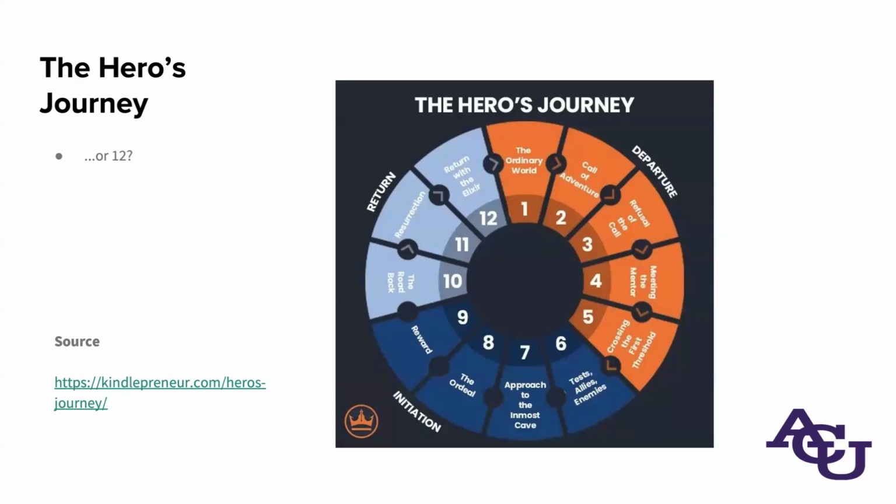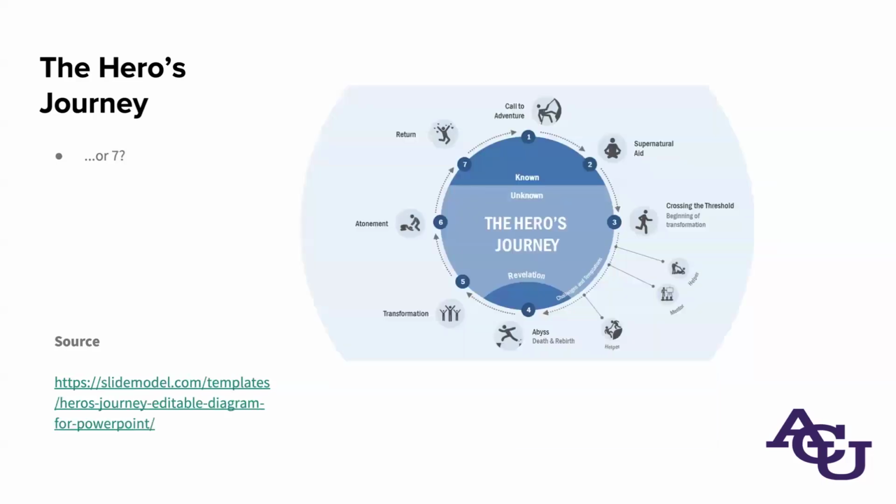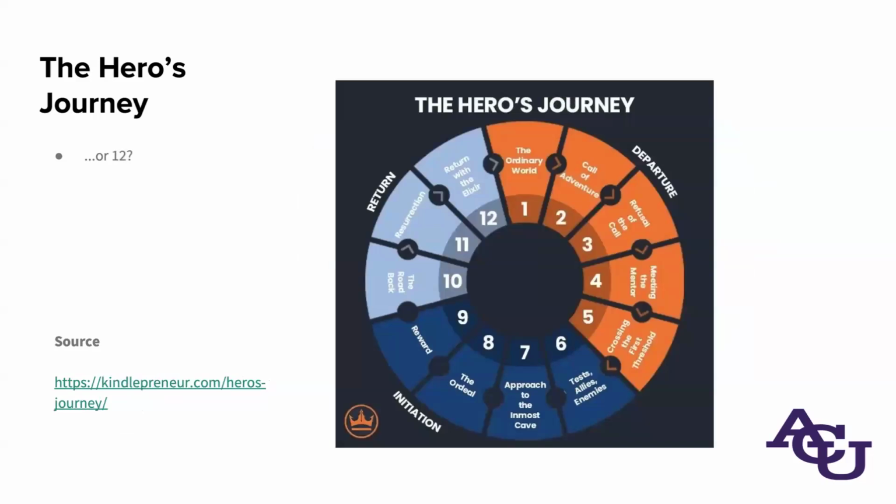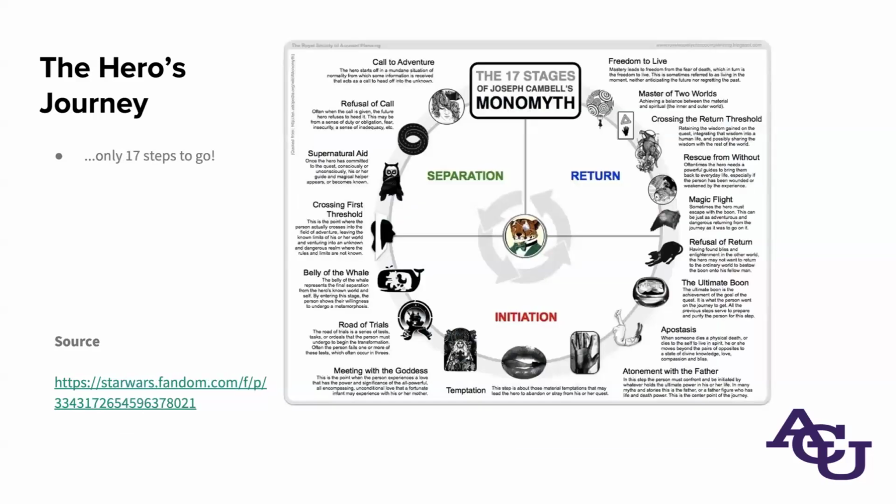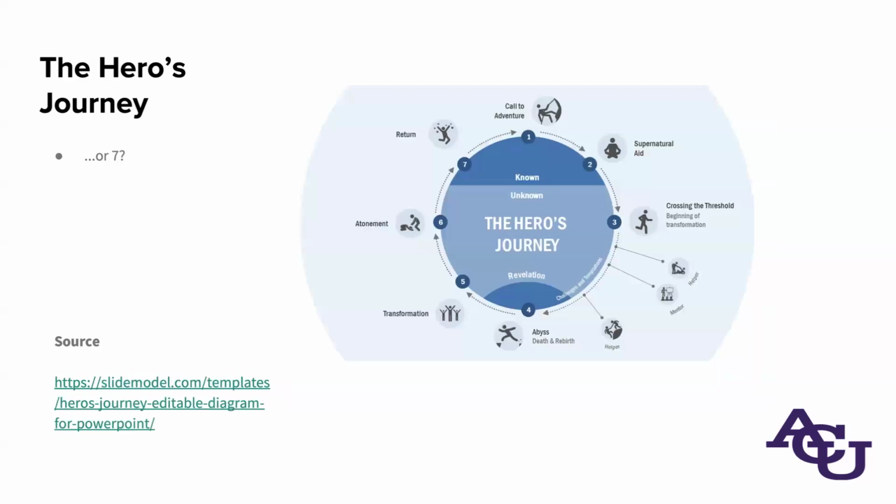And this isn't the only way. In fact, we could condense it down to 7. And there are some that will just go down to the 3 core ones that were described back here as separation, return, and sorry, let me give you the correct order. Separation, initiation, return. And here is boiled down into, we go from the known to the unknown, have a revelation, and then ultimately return back to the known.